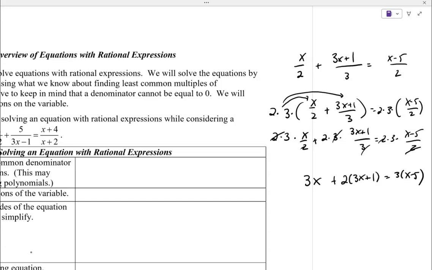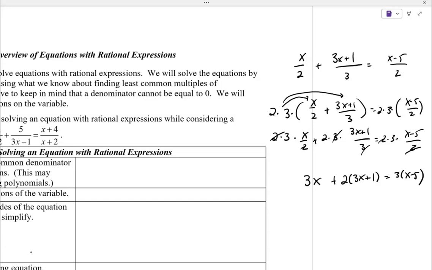Okay? And then we can go through, distribute your 2, distribute your 3, collect your x's, and all that good stuff. Okay, I'm going to stop here because we'll do some other problems. But notice that the idea was I had a 2 in the denominator, so I multiplied both sides by 2 to get rid of the 2 in the denominator, right? I had a 3 in this denominator, so I multiplied both sides by 3 to get rid of that denominator. That was how we started the problem.